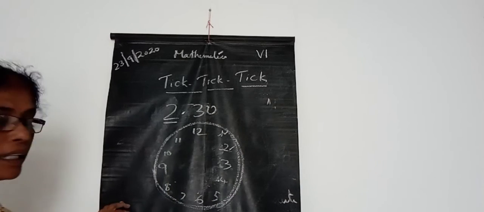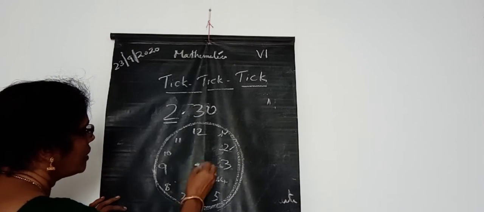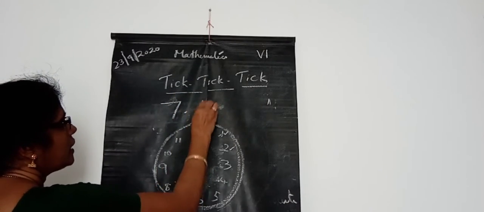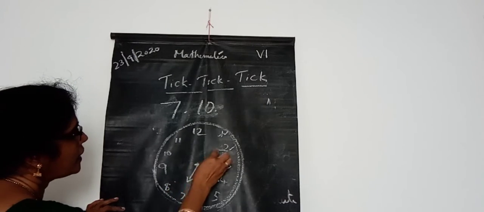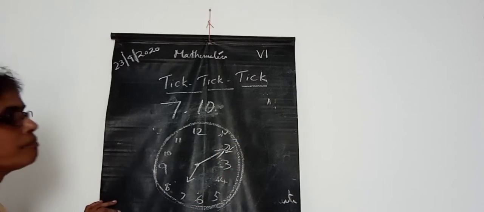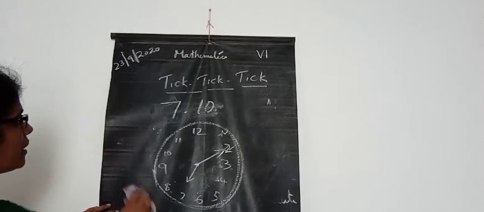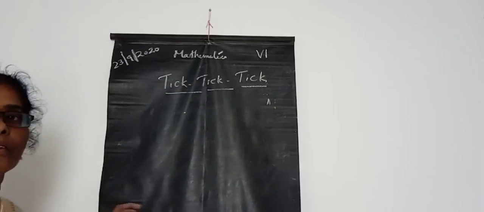And next one is 7:10. How is doing like, children? Yes, 7:10 means this. Next one 7:10. So small hand is like this, 7, and 10 means 5, 10. Okay. Did you understand, children? Then next one is 7:10.